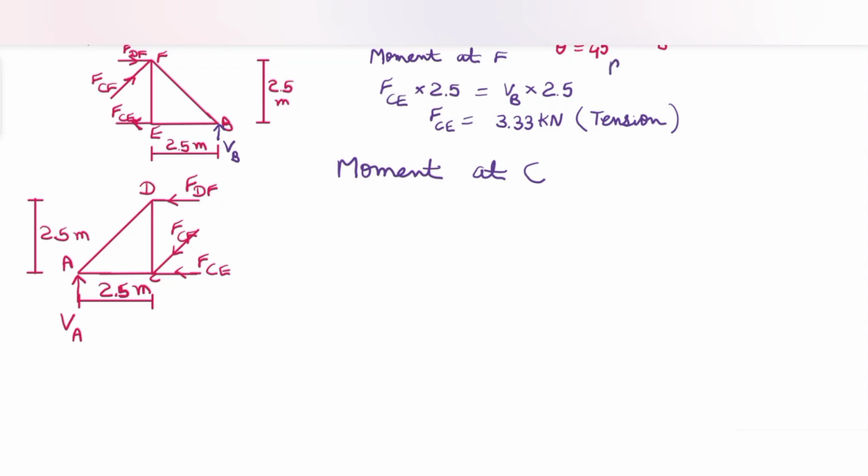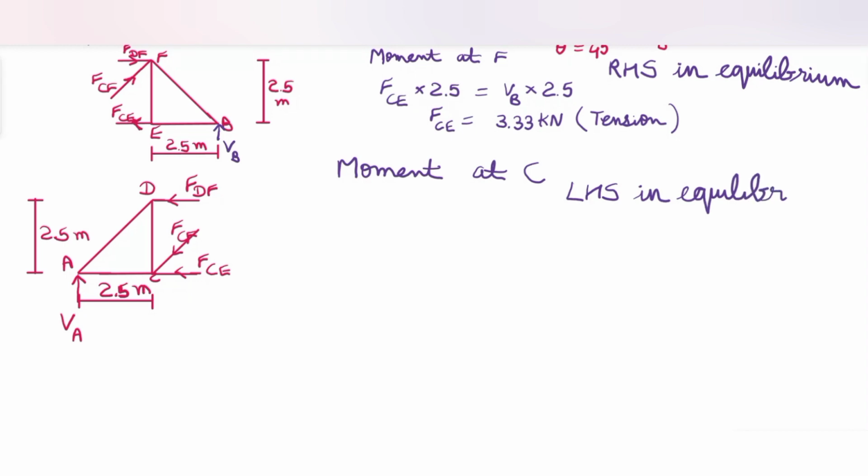For the first one, we had taken RHS in equilibrium, and for the second one, we have taken that our left hand side is in equilibrium. That's why I've just drawn the left hand side of my section. And now taking moment at C, as FCF and FCE are passing through the joint C, both of the forces won't produce any moment. Only FDF will produce moment about C.